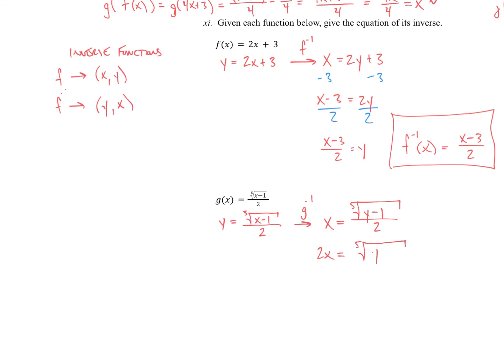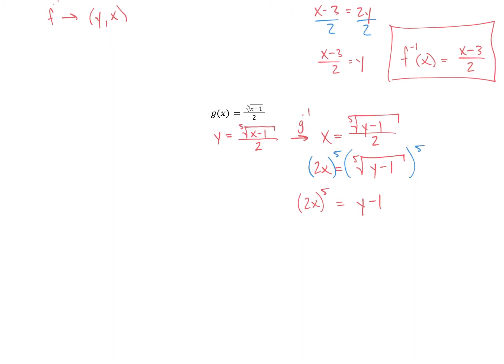That's the 5th root of y minus 1. So I'll need to raise both sides to the 5th power. Remember to raise this whole side to the 5th power. And I'll have 2x to the 5th equals y minus 1. And then I just have to add 1 to both sides. So I'll have 2x to the 5th plus 1 equals y.